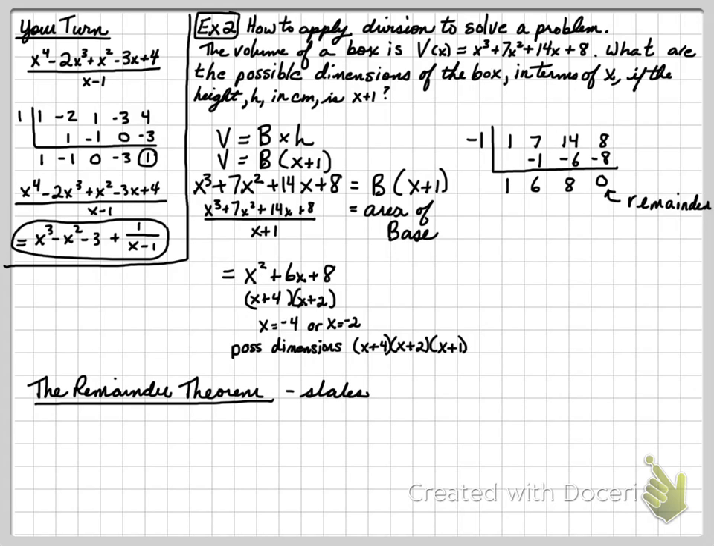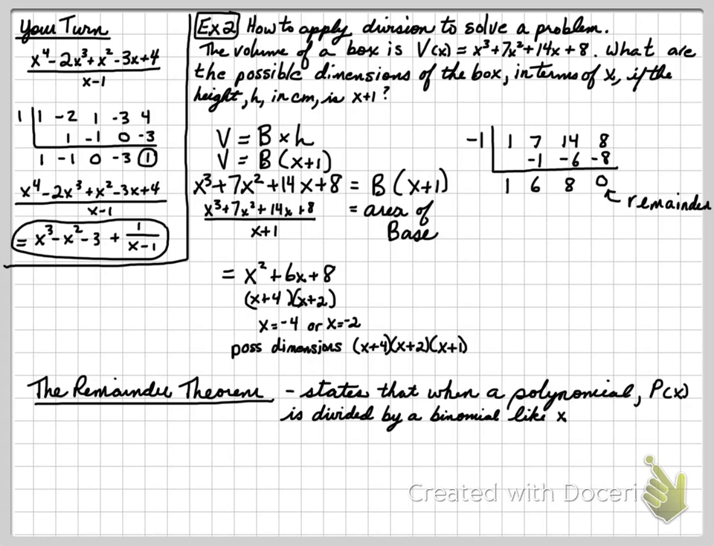This takes us to the remainder theorem. The remainder theorem states that when a polynomial is divided by a binomial, like x minus a, the remainder is p evaluated at a.